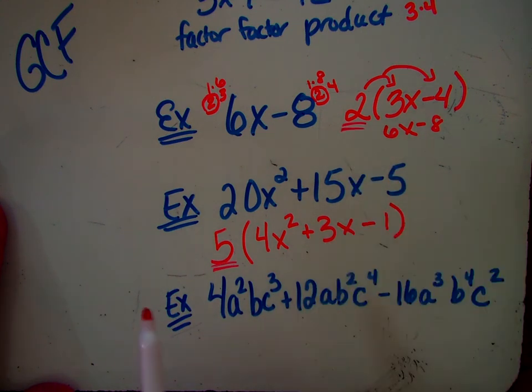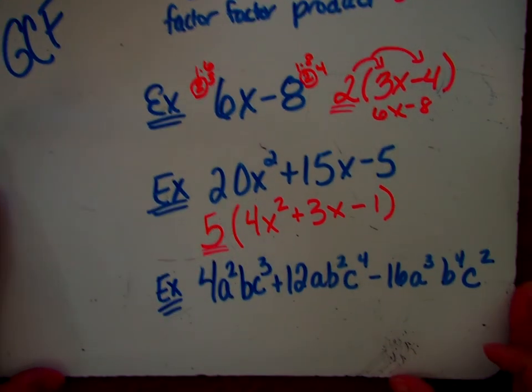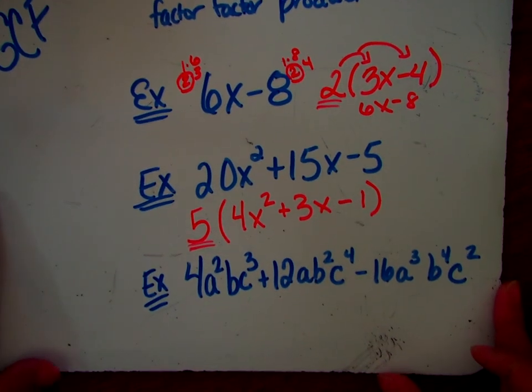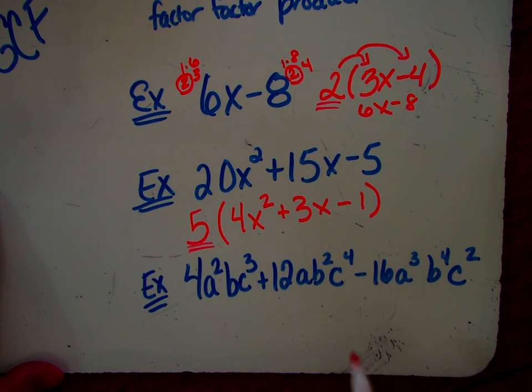Now, when we get to more than one variable, okay, I want you to look at the numbers first. We have a 4, a 12, and a 16. A common factor would be 4. I can divide all 3 by 4. So I'm going to put a 4 out here.